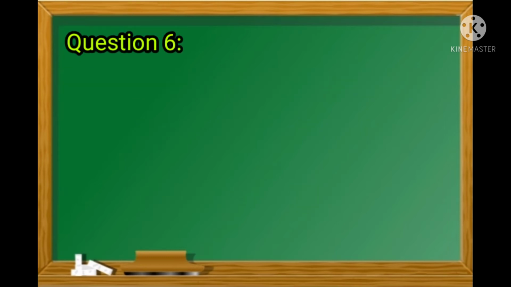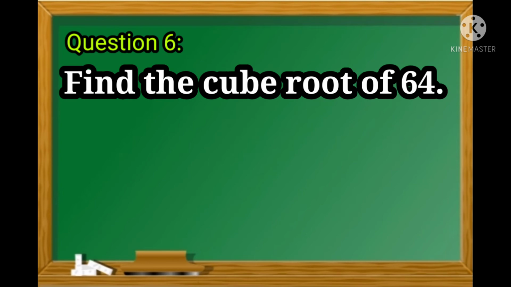Question number 6. Find the cube root of 64. This time, we will find a number that when multiplied by itself twice will give us a product of 64. The answer is 4.